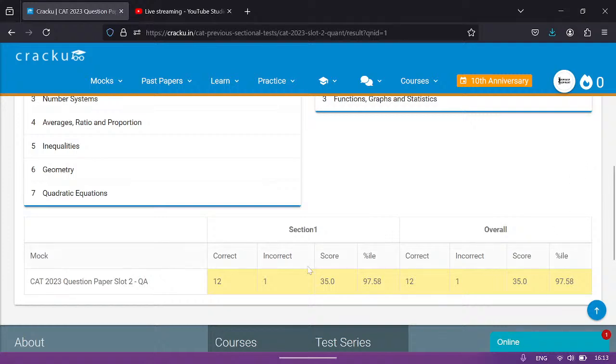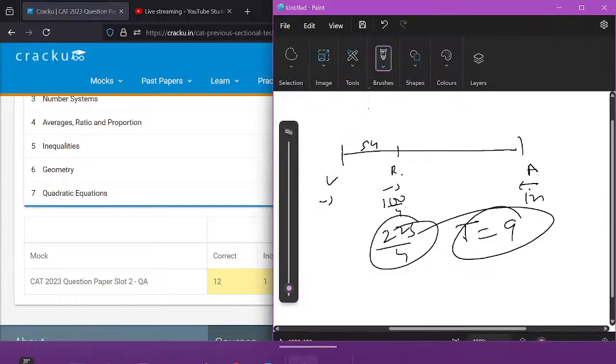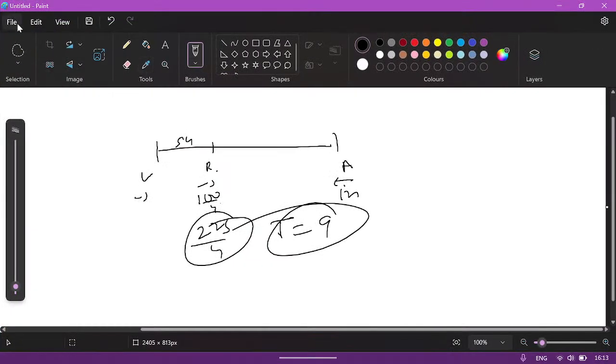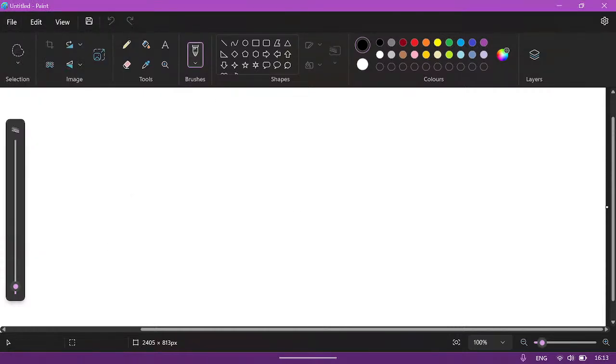Okay, we got one incorrect question. So we have a 35 score. It is similar to what we got in slot 1, where we got a 36 score. And I thought this one was a bit easier than slot 1.